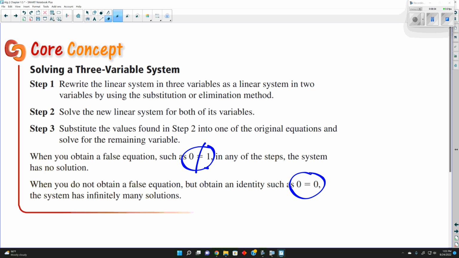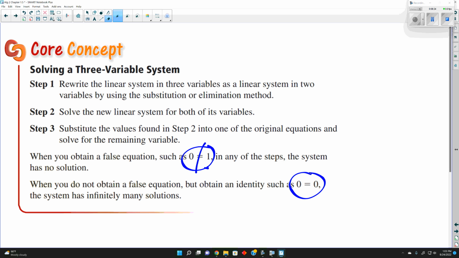Now, if we get a true statement, I feel like they could have phrased that better. When you do not obtain a false equation, that's a double negative. But obtain an identity such as 0 equals 0. That's always true. Then the system has infinitely many solutions.